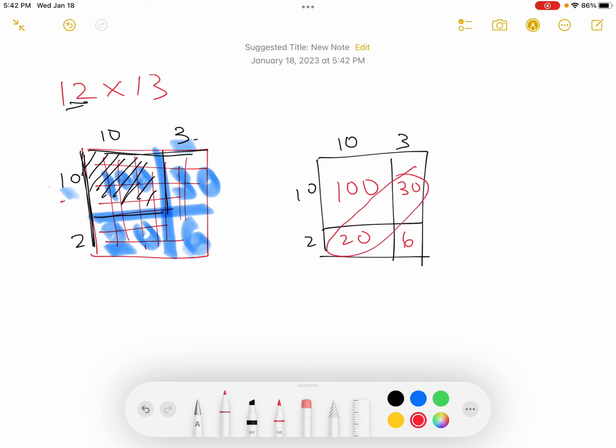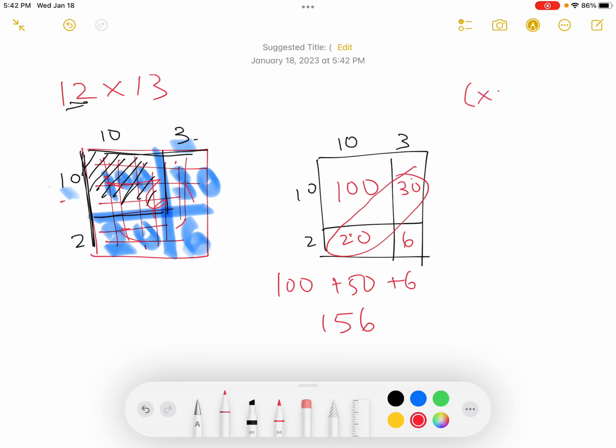So writing this out, we've got 100, 30 and 20 give me 50, and then 3 and 2 give me 6. So I don't actually have to count every single block all around here. I can just do this little trick here, look at all these 4 different regions and say the area is 156.